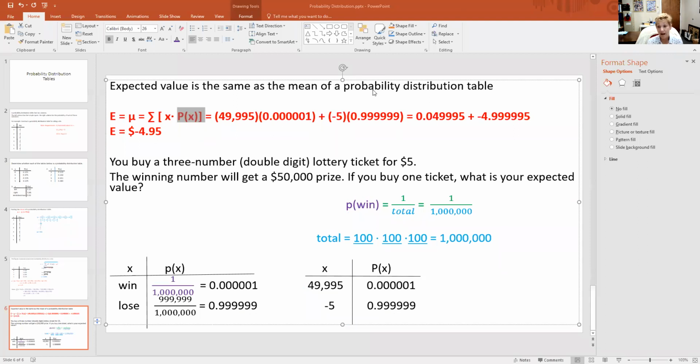Okay. So that's how you do it. So make sure that you can tell whether a table is a probability distribution table. Make sure you can find the mean and standard deviation of those tables.